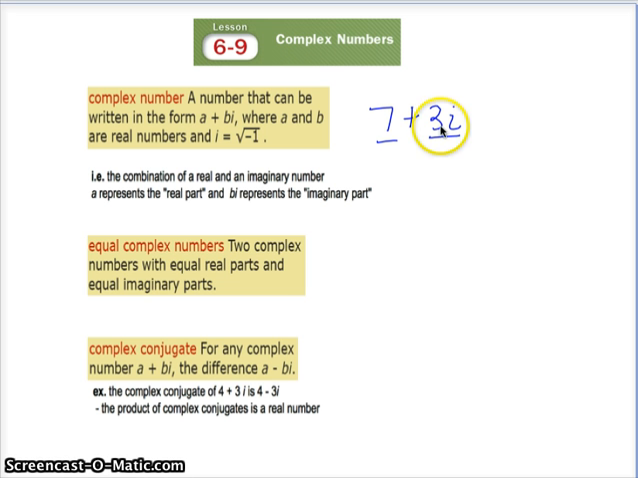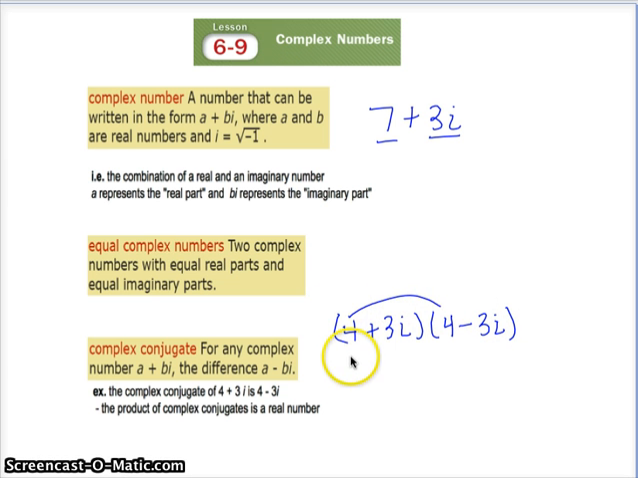Let's take a look at an example of why this happens. Let's look at our example of 4 plus 3i and 4 minus 3i. These are conjugates. If I FOIL, I get 16 minus 12i plus 12i minus 9i squared.